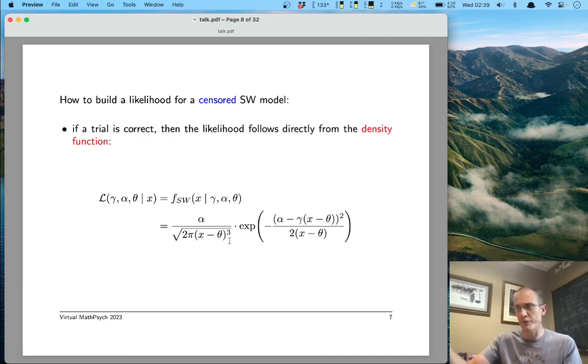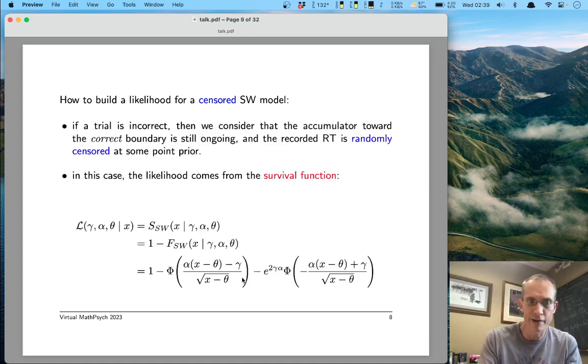So then you can use your favorite parameter estimation technique. If you use maximum likelihood estimation, you would maximize the likelihood function of the parameters gamma, alpha, and theta against that observed x. So that's no problem, right? But what about when you have error trials?